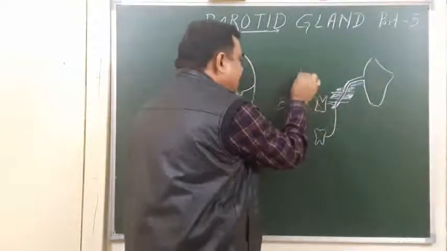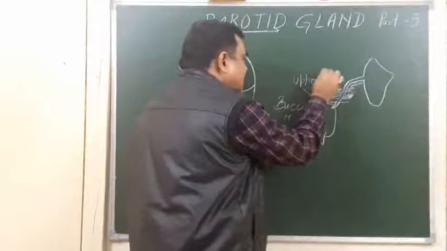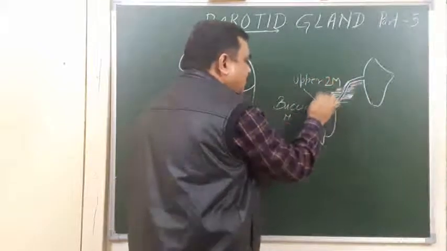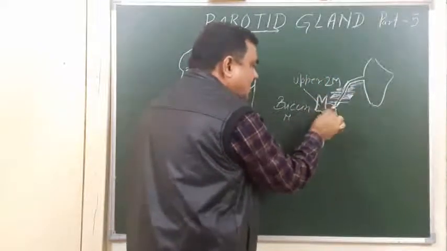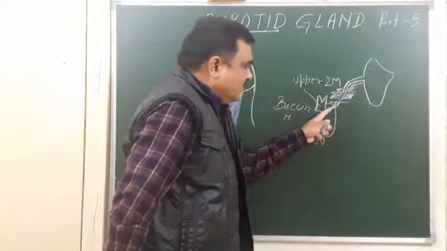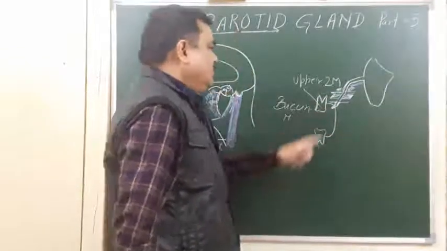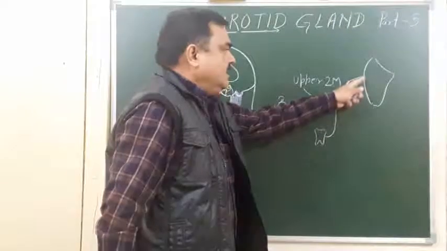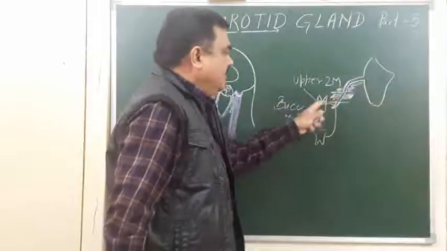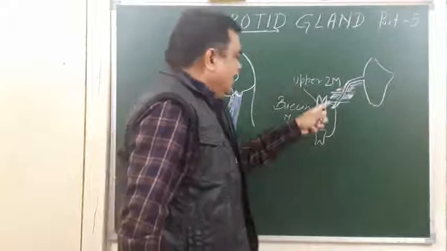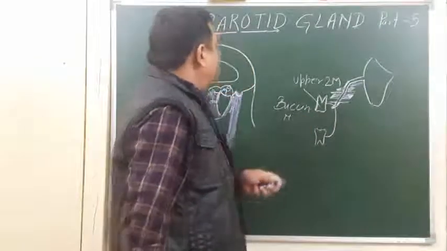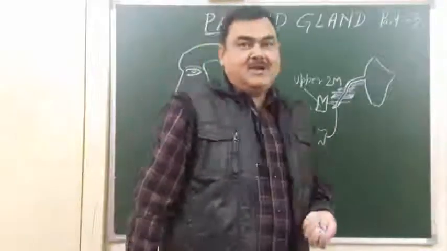This is the upper second molar tooth. This is the vestibule. It opens opposite to this. So this is the pathway of the parotid duct. So this is all about the parotid gland. Thank you.